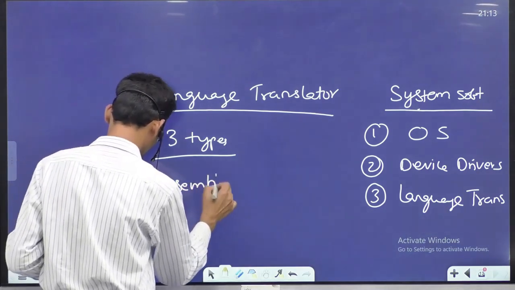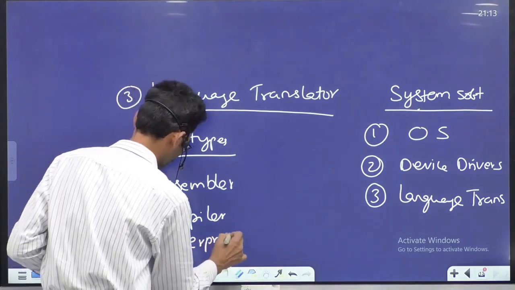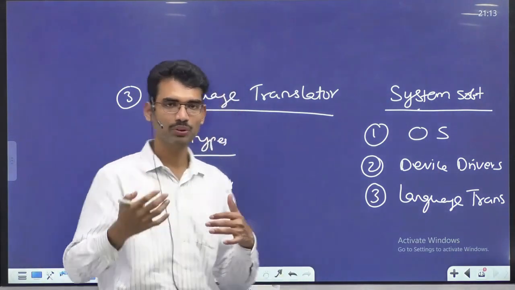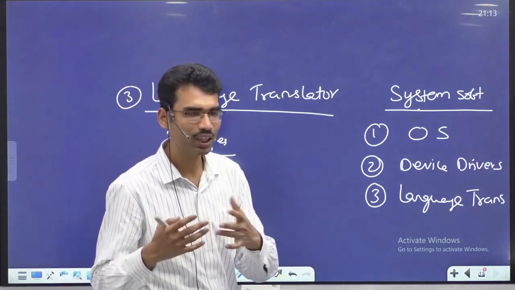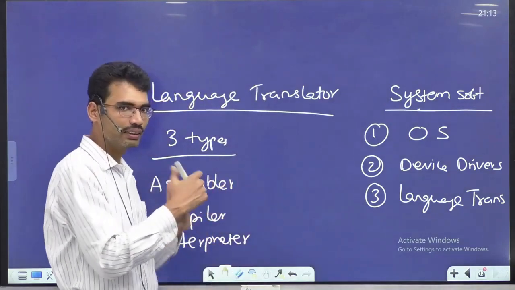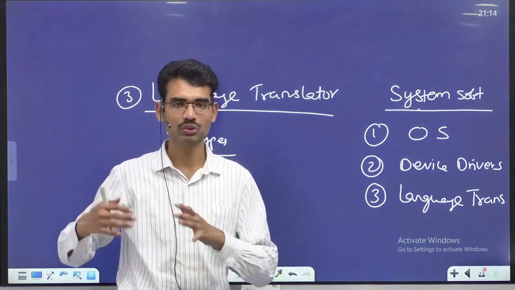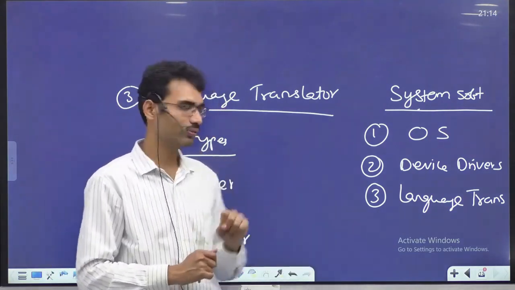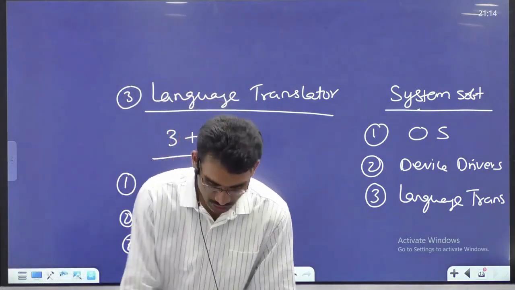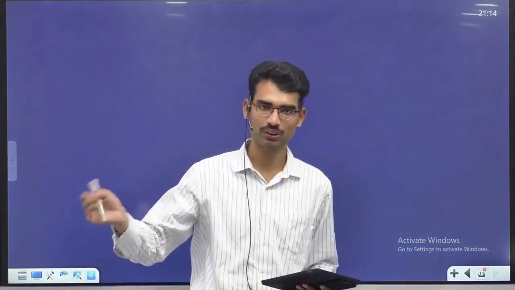Assembler, compiler, third one, interpreter. Assembler, compiler, interpreter, depending on the computer languages, for example, there are so many languages like C, C++, Java, Python. When they interact with the system, there should be a mechanism in between what the machine understands and what we users understand. The user's language is different. The system's language is different. In between these, language translators, assembler, compiler, interpreter, are also system softwares. These are also sets of instructions on how it should be translated from user language to the computer language.